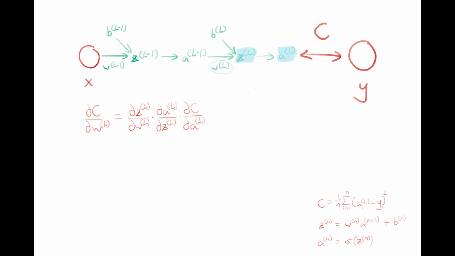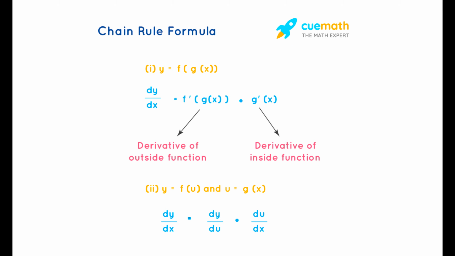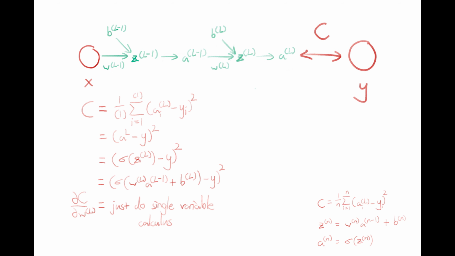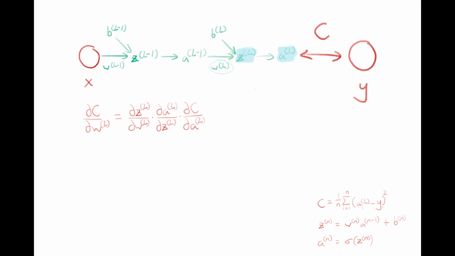This is what we call the chain rule in calculus. It's a fundamental concept in calculus that allows us to compute the derivative of a composite function. Of course, you could go brute force and just use the definitions I've given and expand out our cost function to solve a single variable calculus problem. Though the chain rule is way more systematic and allows us to compute derivatives at each step of the network.